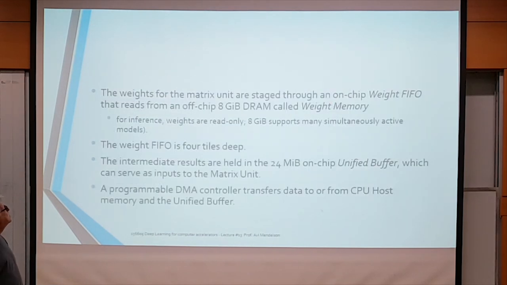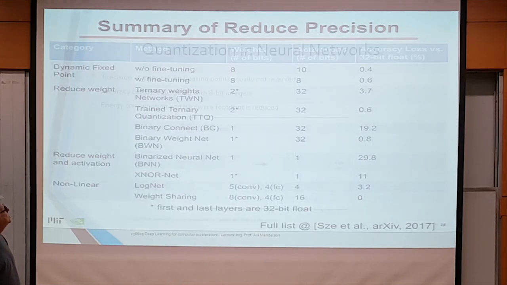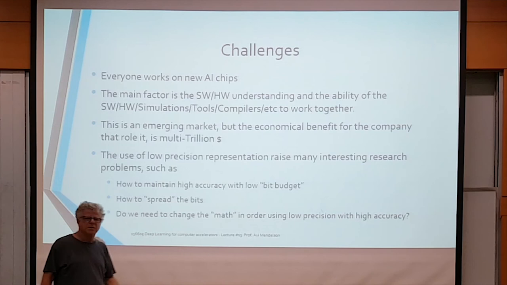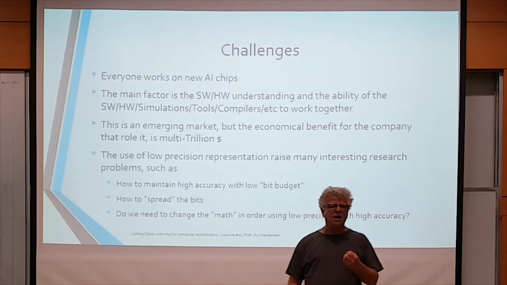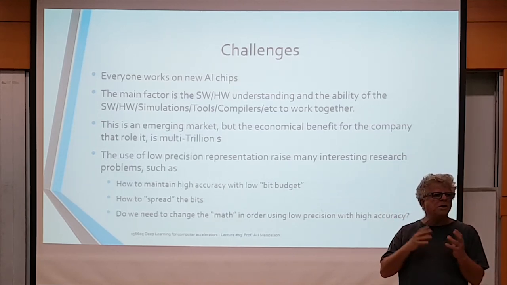Just going back to a slide that was misplaced before, the challenges. The main challenge in this area is that everybody is working on AI. But the main factor is hardware, software, and understanding the connection between them. This is an emerging market, so anytime you have a really good solution, it means millions or billions of dollars. More than that, if we can produce something like an AI accelerator that will be very, very low power, it will open up the opportunity to many new applications.